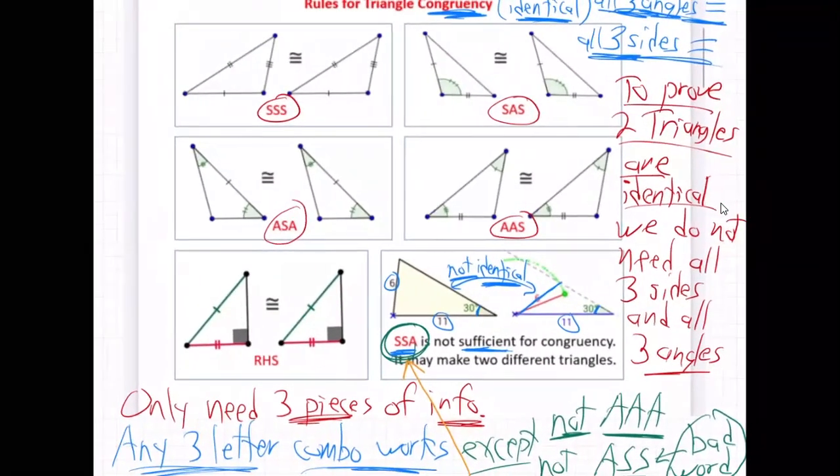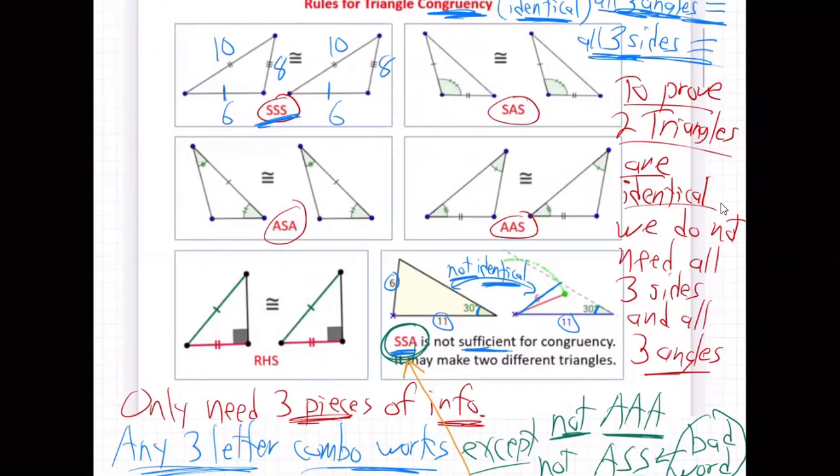But all the other three-letter combos work. Side, side, side. If you know three sides, like this side, the little marks mean they're equal, right? This side is equal to that side. They both have a single mark. Like maybe this is 6 and this is 6. And then this side here is maybe 10 and this is 10. See the double mark? And then maybe this side is 8 and this side's 8. They have three equal sides.